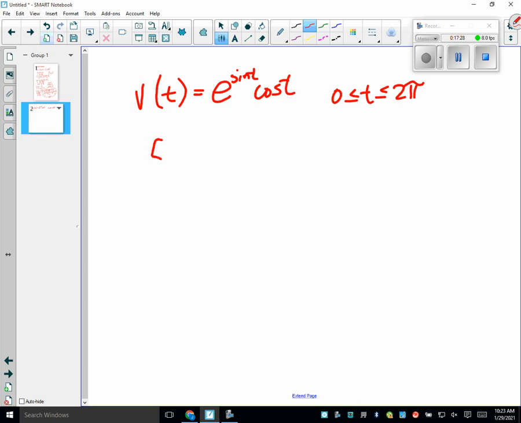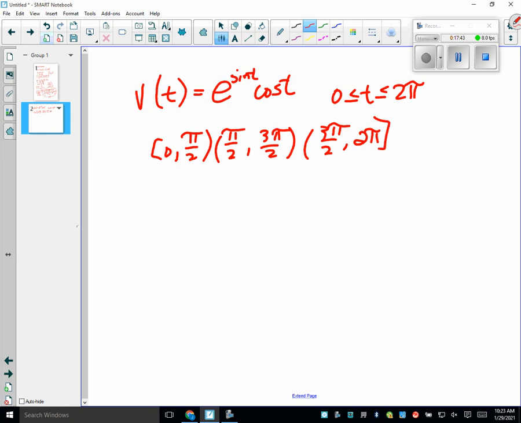So it's from 0 to pi over 2, pi over 2 to 3 pi over 2, and 3 pi over 2 to 2 pi, right? Yeah. Type it in your calculator. Tell me each one, is it positive or negative? Just so we did it long. Yes.